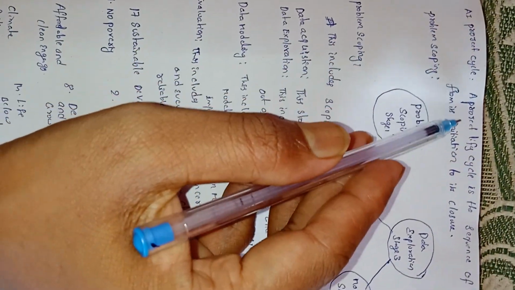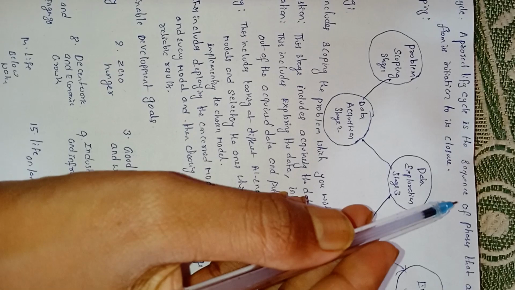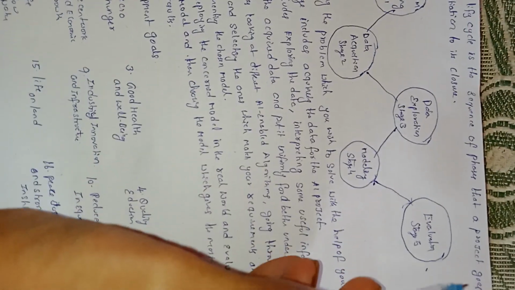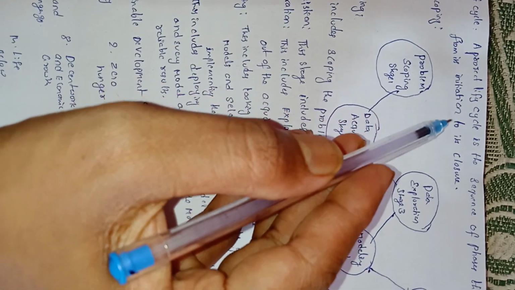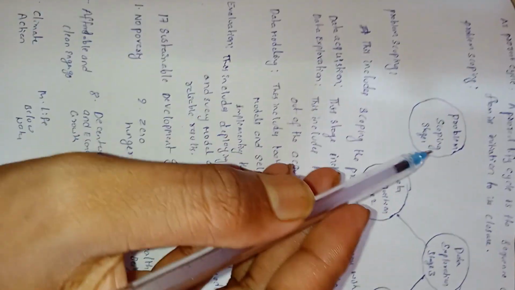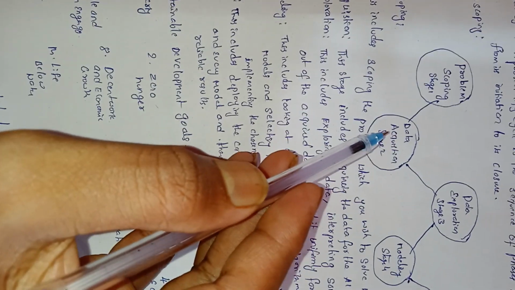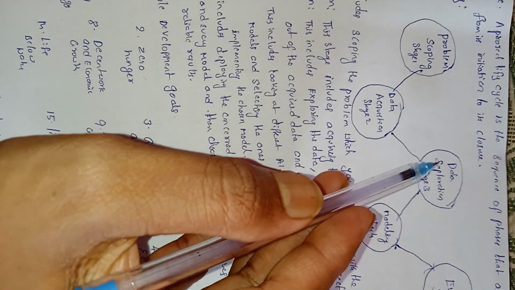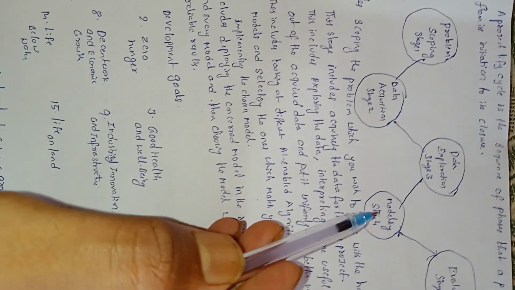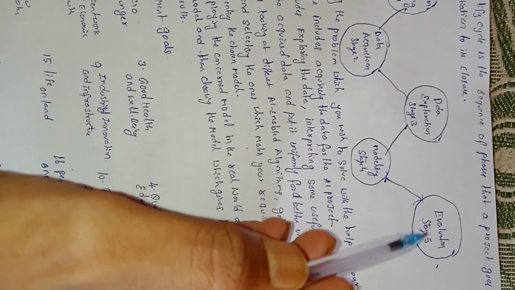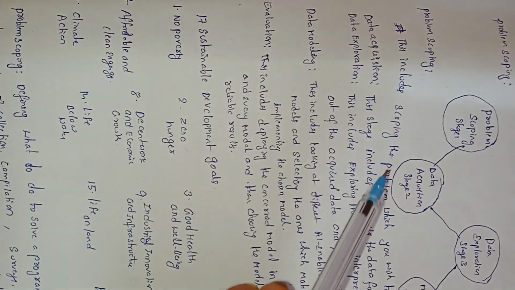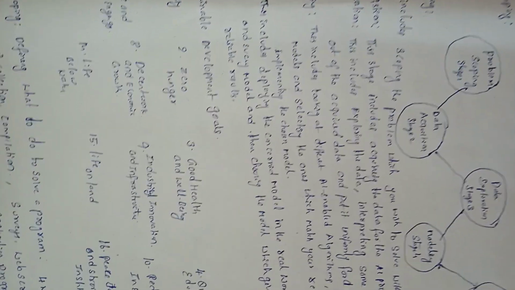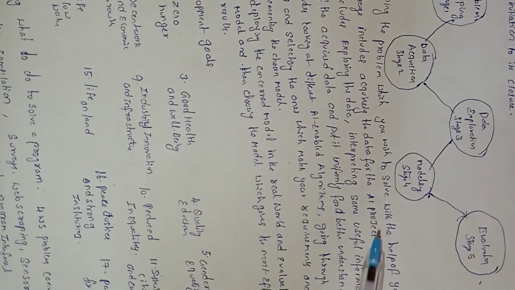AI project cycle. The AI project life cycle is a sequence of phases that a project goes through from its initiation to its closure. Stage 1, problem scoping. Stage 2, data acquisition. Stage 3, data exploration. Stage 4, modeling. Stage 5, evaluation. Problem scoping includes scoping the problem which we want to solve with the help of your projects.